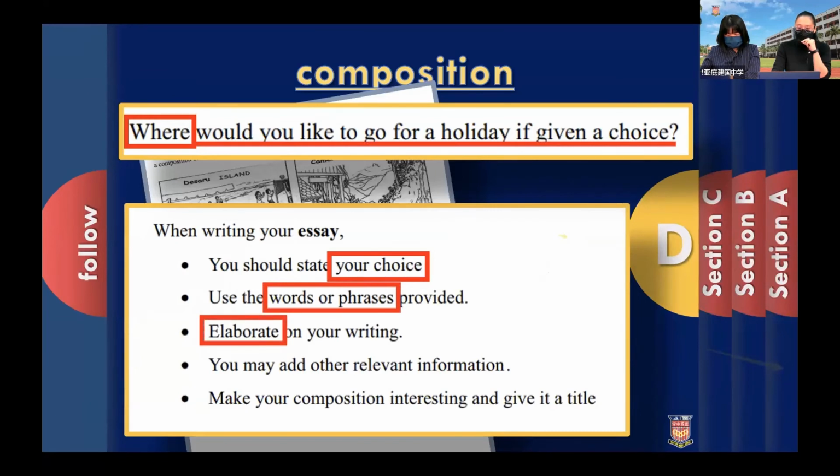Elaborate your writing. Elaborate here means that you need to explain further in your writing. You have to write the contents in complete sentences and in a grammatically correct manner. Other than that, if you have used up all the helping words, you may also give relevant information so that your composition would be interesting. You could also use idioms, proverbs, and phrasal verbs.